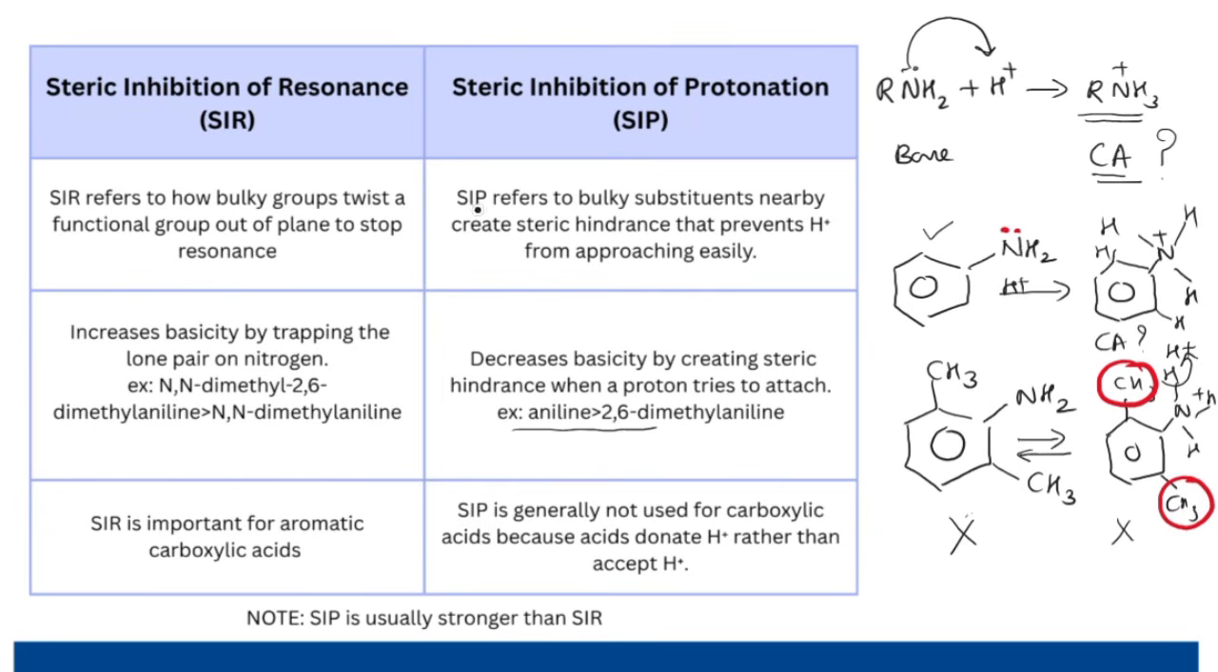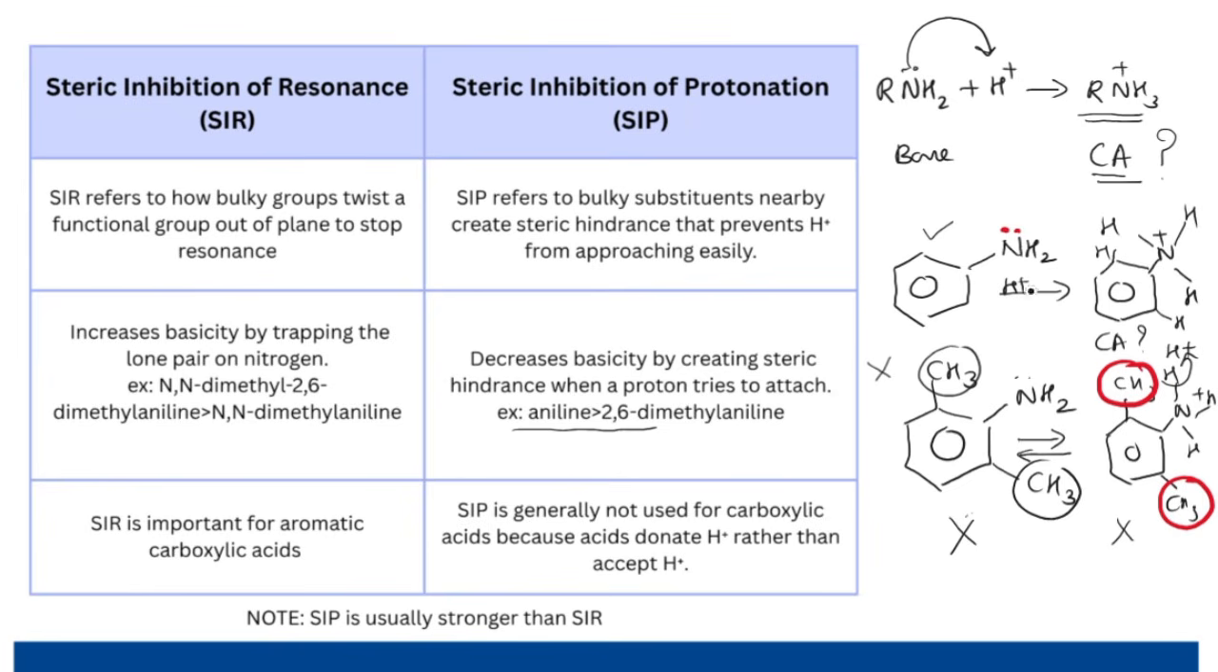So, to summarize, SIP refers to the bulky substituents, okay, which are nearby. They have to be 2,6 only. If they're at 3, 4, 5, we are not using this concept. Remember this. When the bulky substituents are nearby and they create steric hindrance, that prevents the proton from approaching the molecule easily. And this decreases the basicity by creating steric hindrance.